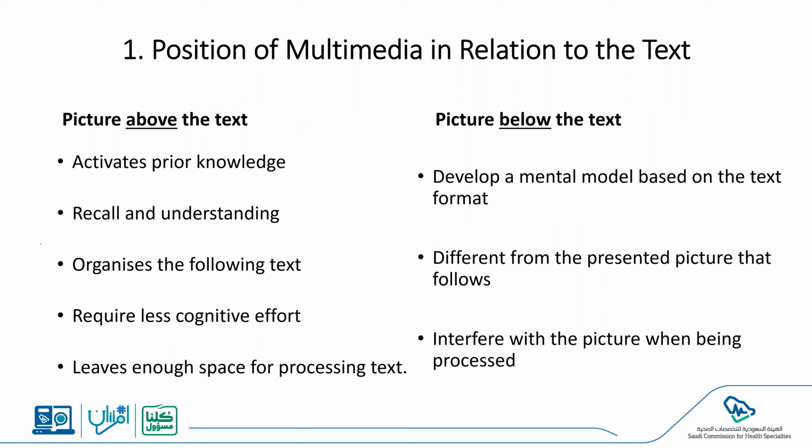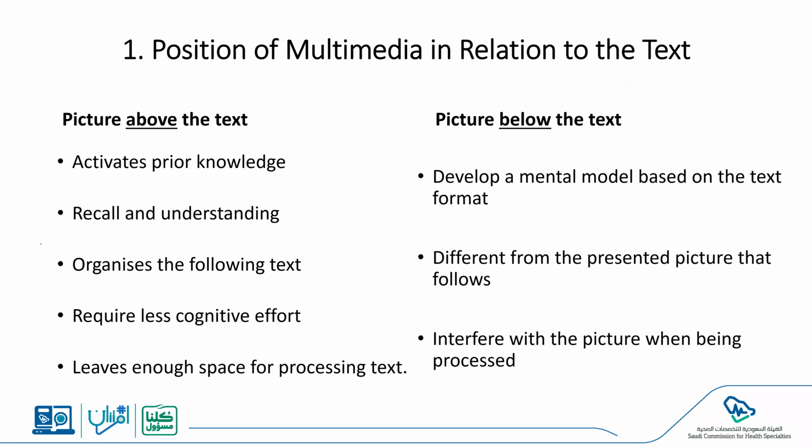It means you're going to read the text first. So let's say you have an MCQ, you're going to read the text first, then you're going to have the image. Your brain is going to develop a mental model based on the text. And your working memory might, let's say, use 4 working units to do this, which means you only have 2 working units to interpret the image, which might be the most important aspect. And it's different from presented pictures that follow.